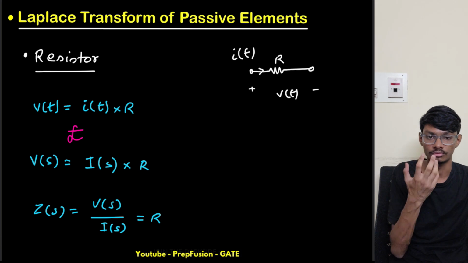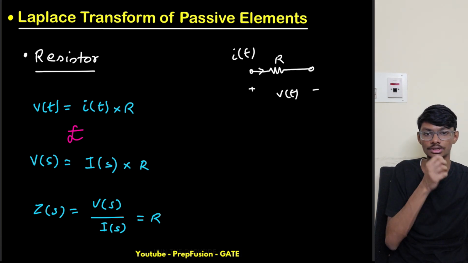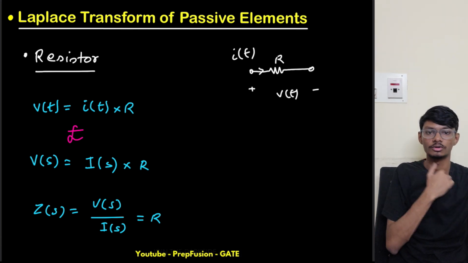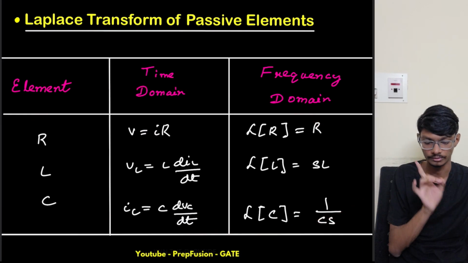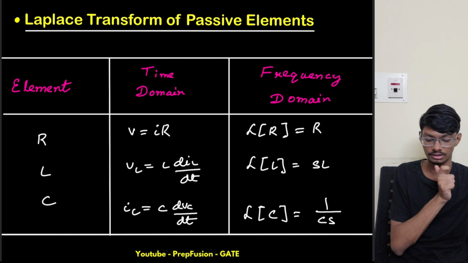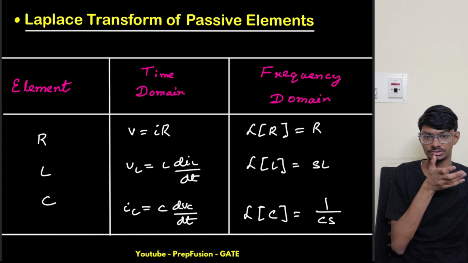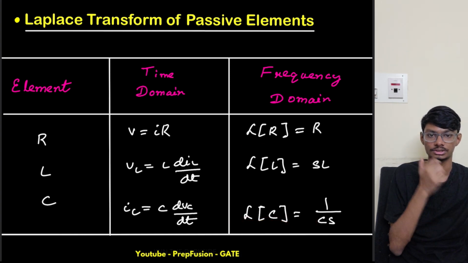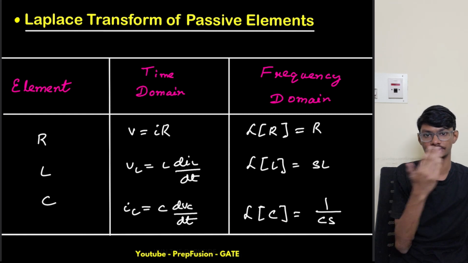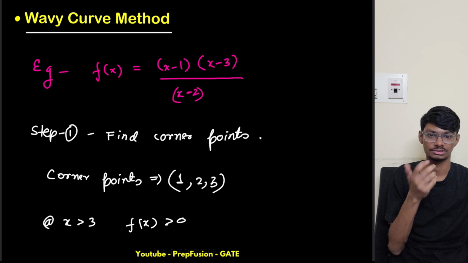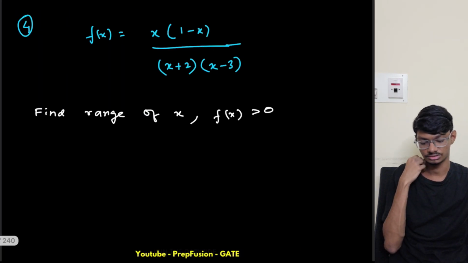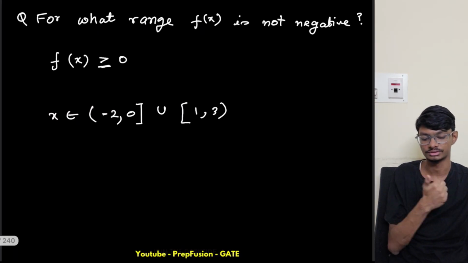Then we found the Laplace transform of different components, the passive components. I hope Himanshu has already taught you; we just went through it briefly. This is a summary, the main thing we need to remember. Whenever you see R, you replace it with R. Whenever you see L, you replace it with SL. Whenever you see C, you replace it with 1 by CS. Example problems we'll do in the next lecture. We also studied the wave cup, which you studied in 11th and 12th. I just gave you a brief overview and revision of it, and this may be required in the next lectures.